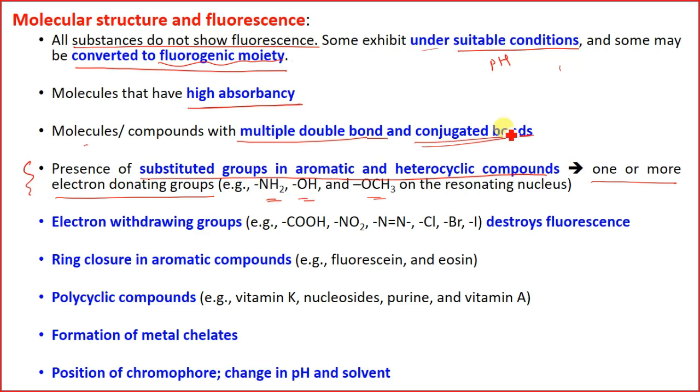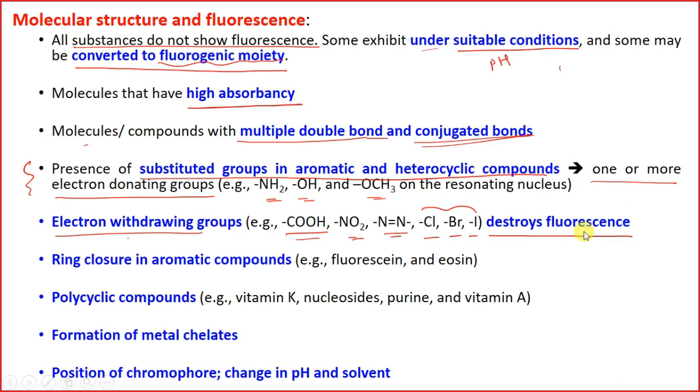If you have certain groups which are withdrawing electrons from the main structure, like COH, NO2, N double bond N, Cl, Br, I, you know all the halides are highly electronegative and they can withdraw electrons from the main structure. Then such groups destroy fluorescence.